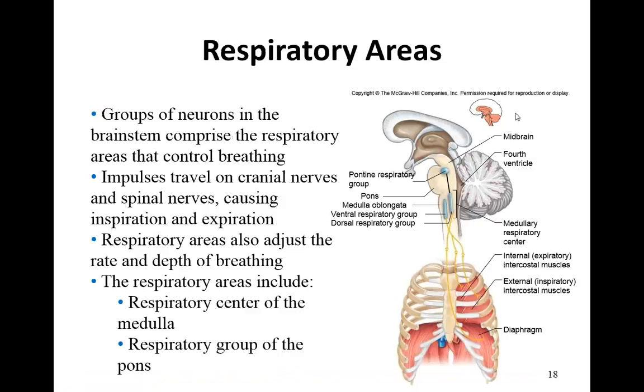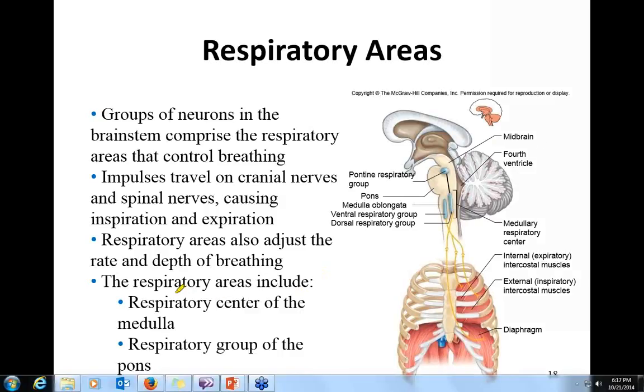The 2 main areas of the brain responsible for breathing are found in the pons. This is the primary one, the respiratory group in the pons. The other is found in the mighty medulla oblongata. Okay, these are both located in the brainstem, and these are the 2 areas that regulate breathing.